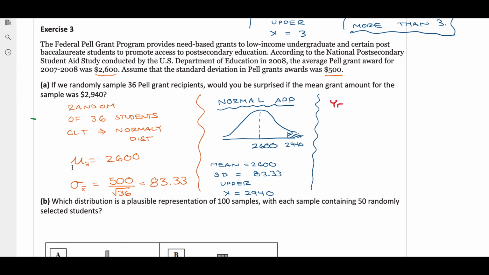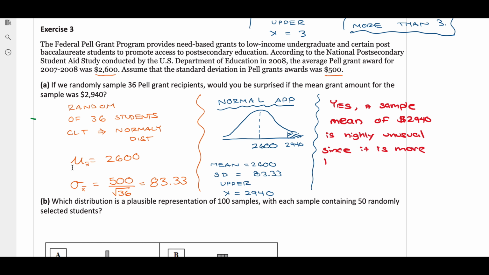So yes, a sample mean of 2,940 is highly unusual. It is more than 2 standard deviations from the average. The probability of this happening by random chance is pretty much 0. So it would be very unusual to find this.